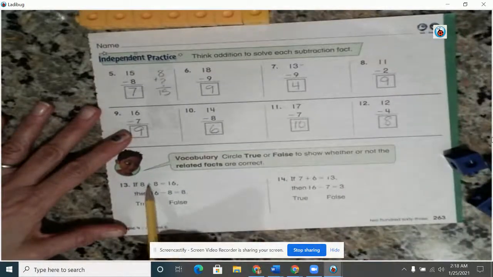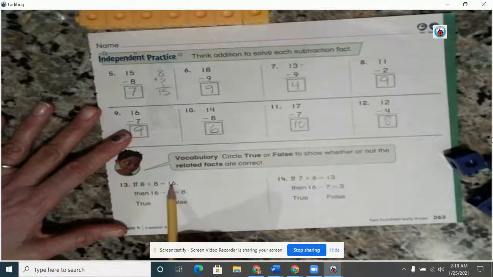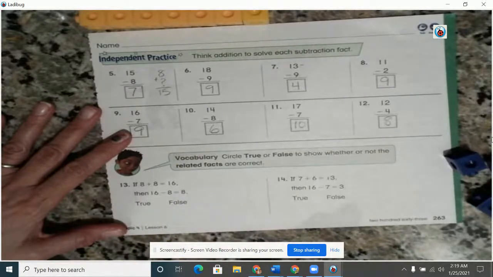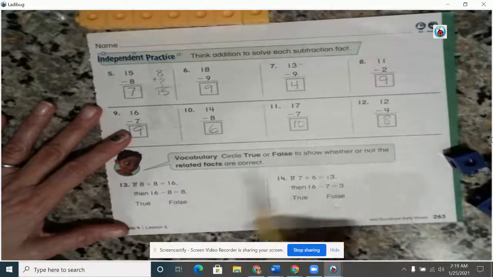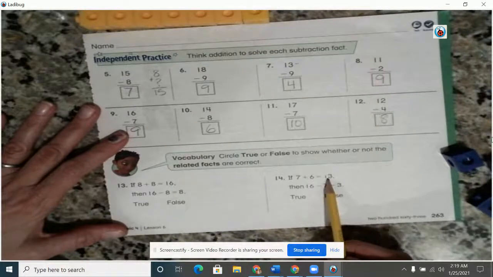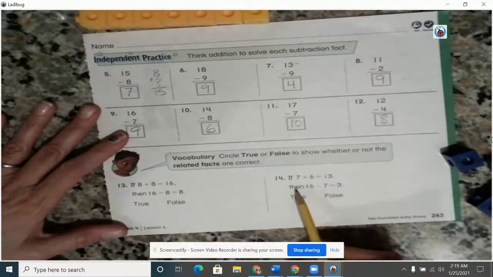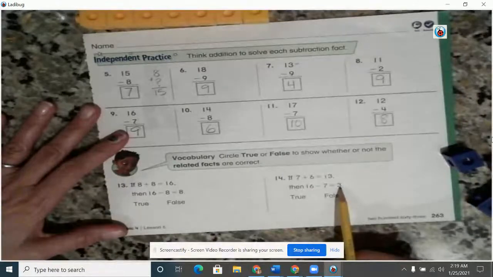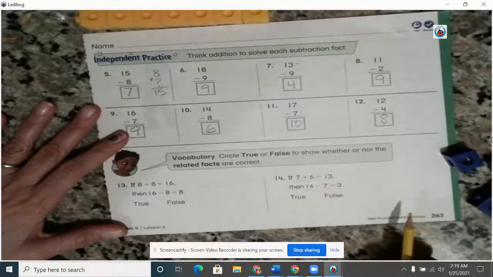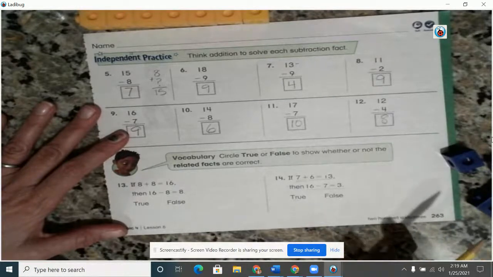Okay, so then I have, if 8 plus 8 is 16, and we know that's a double, so that's true, then 16 minus 8 is 8. Is that true or false? I'm going to let you answer that. If 7 plus 6 is 13, and it is, then 16 minus 7 is 3, correct? That doesn't make sense because it's not using the correct 3 numbers. So is that going to be true or false? I'm going to let you circle that.